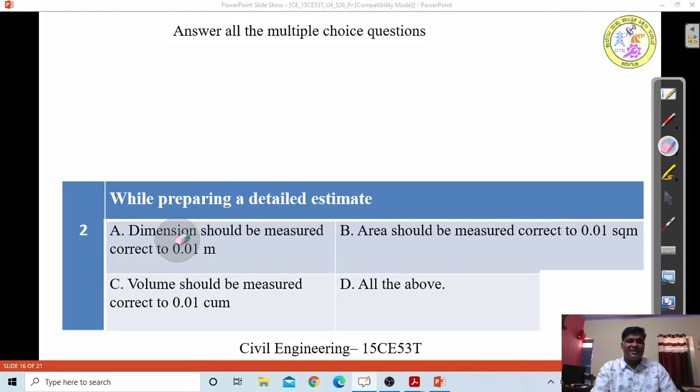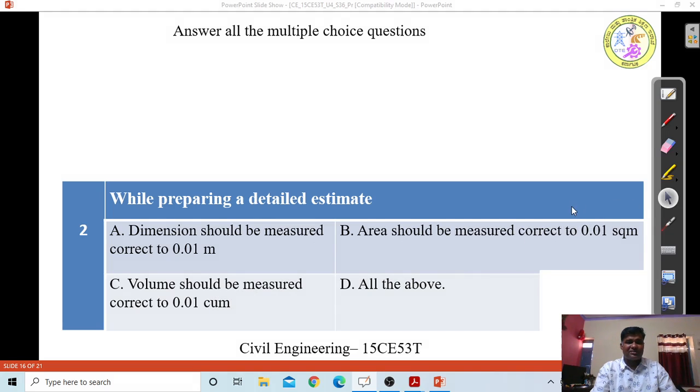While preparing a detailed estimate, dimension should be measured correct to 0.01 meter, area should be measured correct to 0.01 square meter, volume should be measured correct to 0.01 cubic meters, or D, all of the above. So the right answer is D, all of the above. All these things should be observed when you are going to measure. Means length should be 0.01 meter accurate, area should be 0.01 square meter accurate, and volume should be 0.01 cubic meter accurate.